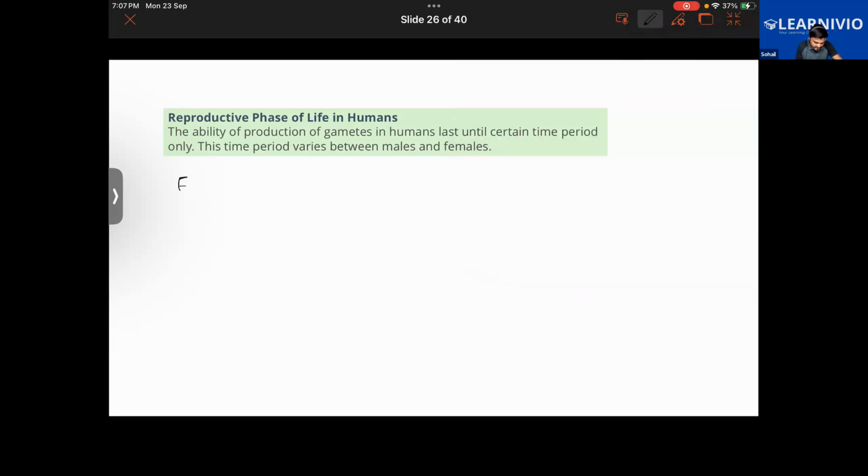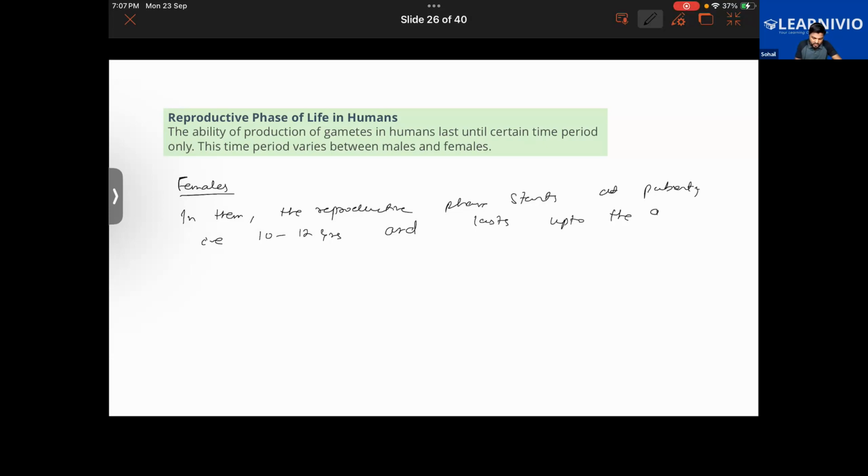So in the case of females, when they reach the age of puberty, that is 10 to 12 years, the reproductive phase starts at puberty, that is 10 to 12 years, and lasts up to the age of 45 to 50 years.